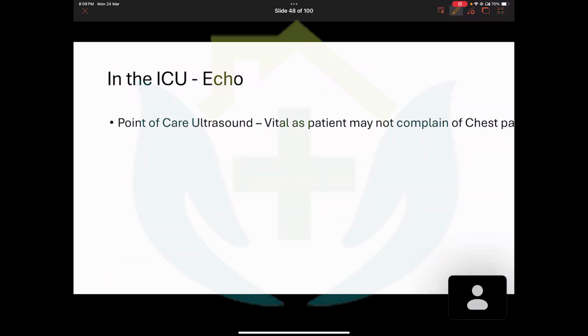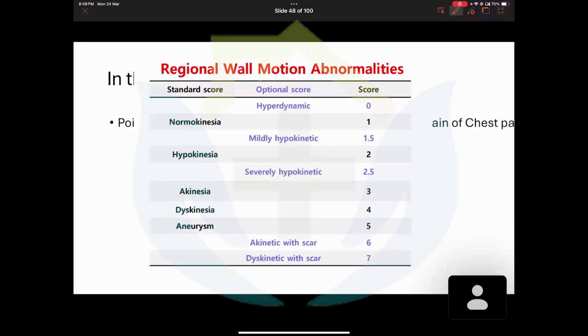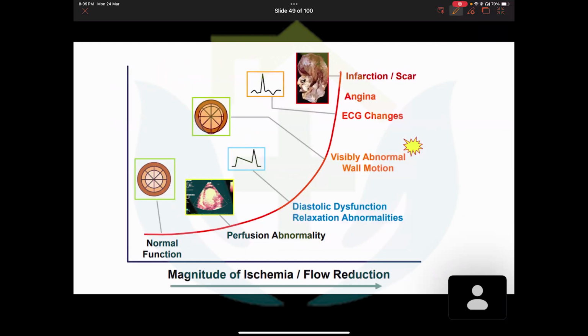Once in the ICU, as I was telling for the first minute, echo is indispensable, and you need to do the echo to rule out RWMA, to find out the ejection fraction, to rule out MR, ventricular septal rupture, papillary muscle injury, pericardial effusion, and other causes like pulmonary embolism also. So that is very important. These are the different findings that you can get: normal, RWMA, that is perfusion abnormality, diastolic dysfunction, then infarct, scars, those types of things.